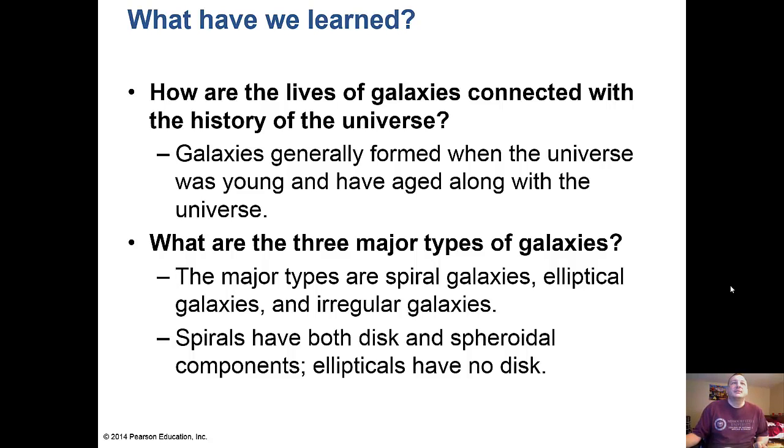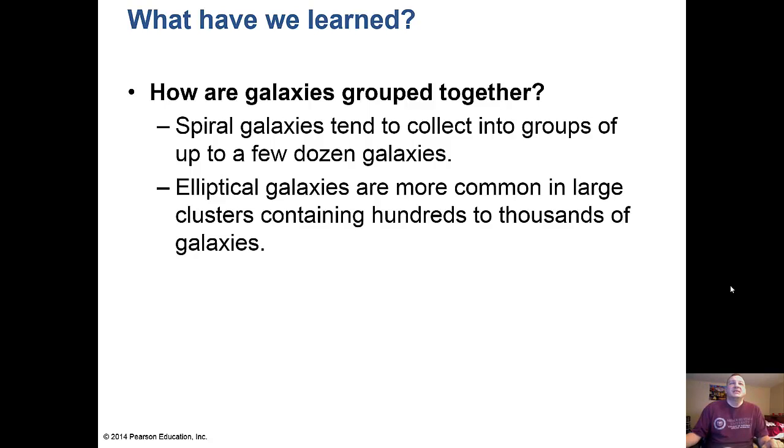So what have we learned here? We have learned that the lives of galaxies are connected with the history of the universe, and galaxies generally formed when the universe was young and have aged along with the universe. The three major types of galaxies are spiral galaxies, elliptical galaxies, and irregular galaxies, where the spirals have both disk and spheroidal components and ellipticals have no disk. Spiral galaxies tend to collect into groups of up to a dozen galaxies, and the elliptical galaxies are more common in large clusters containing hundreds to thousands of galaxies.